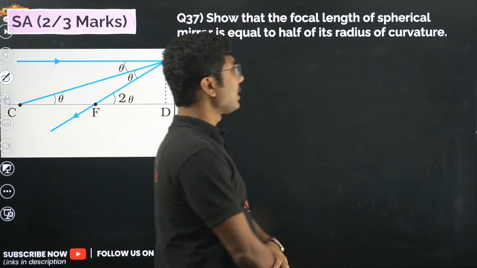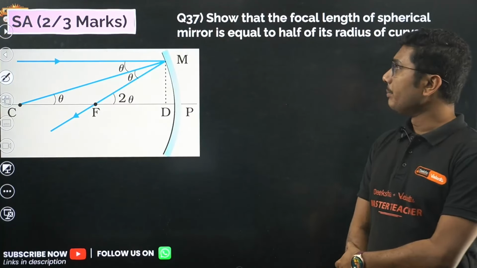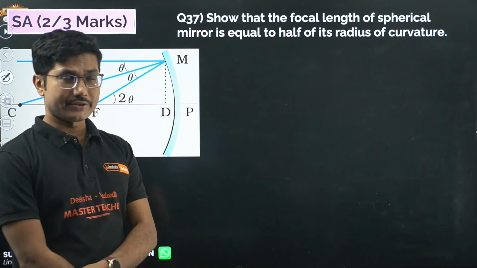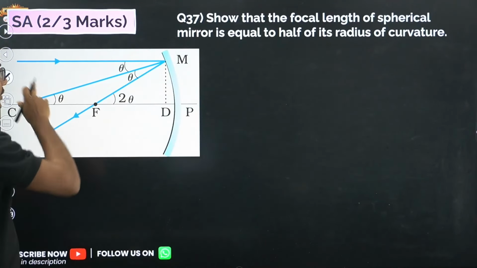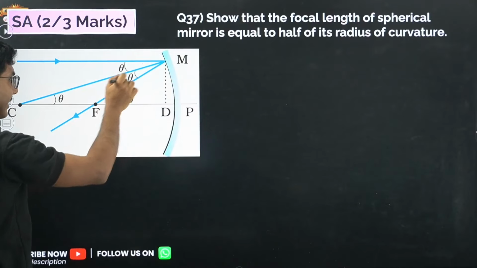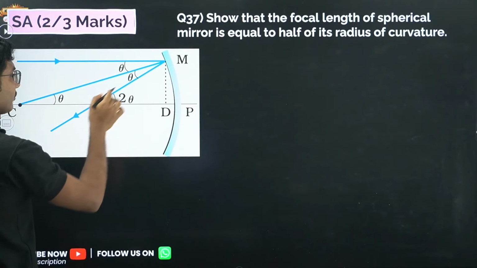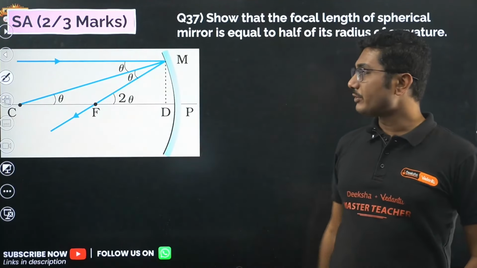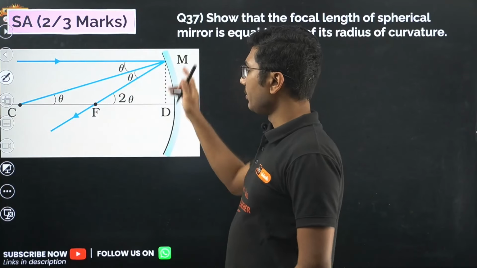Show that the focal length of a spherical mirror is equal to half of the radius of curvature. This is also a very important question. Here we have a ray of light falling on the mirror and reflecting back, passing through the focus. If the ray is parallel to the principal axis, it will always pass through the principal focus.